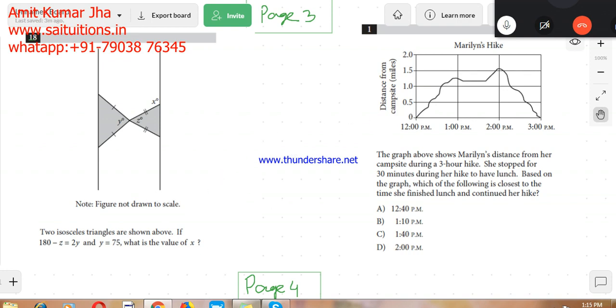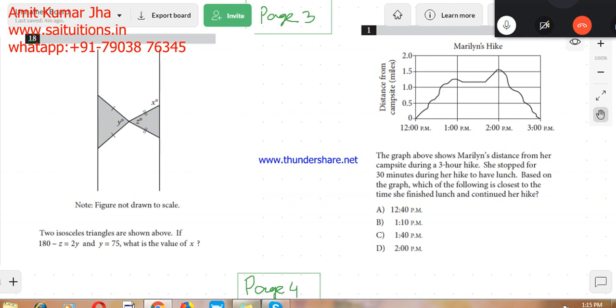Do you see this graph? A question based on a graph. Marilyn's hike. Yeah, I see it. I would like to tell you something: these graph questions in SAT are pretty easy. It just looks weird, but it's really easy. I'll explain why. If you understand graphs, you can easily solve the question that has been asked here, right?